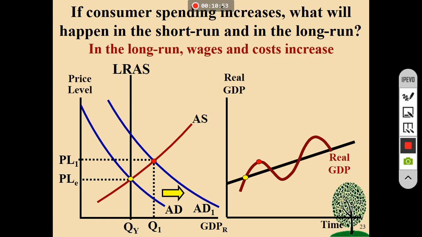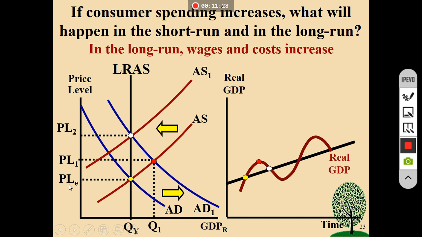In the long run, wages and costs increase, because prices got more expensive for everyone in the economy. As we learned, workers are now going to demand higher wages. Resources are also going to get more expensive here. That's going to force producers to produce less. So what happens is aggregate supply shifts back to the long run line.